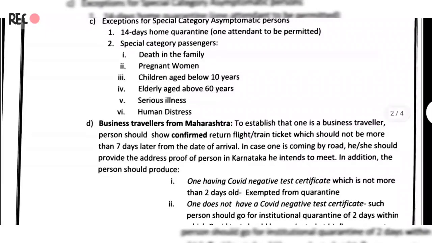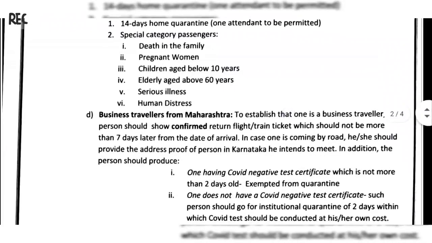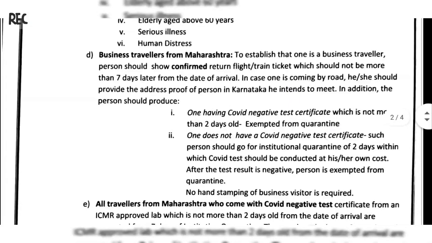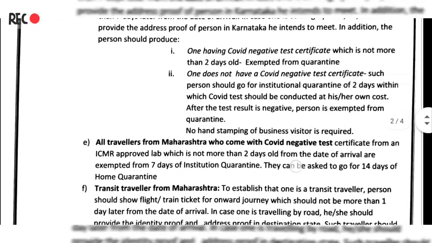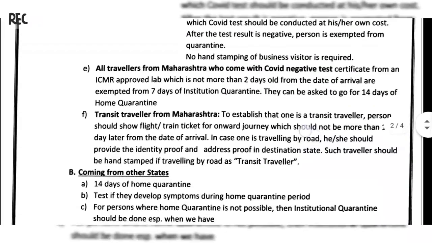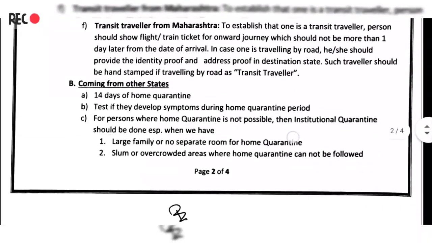Exception for special cases like pregnant women, children below 10 years and senior citizens above 60 years. Thanks to Government of Karnataka, before it was 80 years and above for senior citizens, now they are considering 60 years and above. If business traveller, he should show his confirmed return ticket and a COVID negative test certificate which is not older than 2 days.